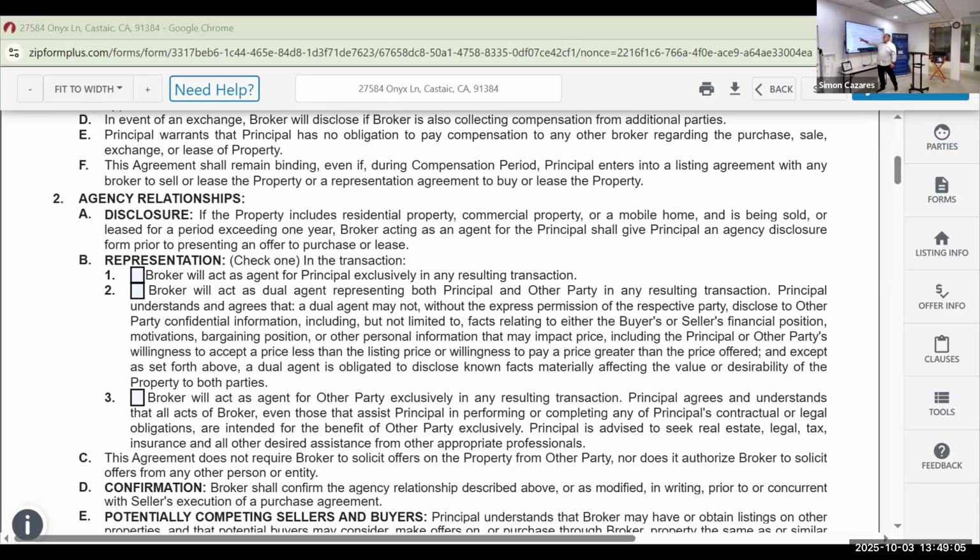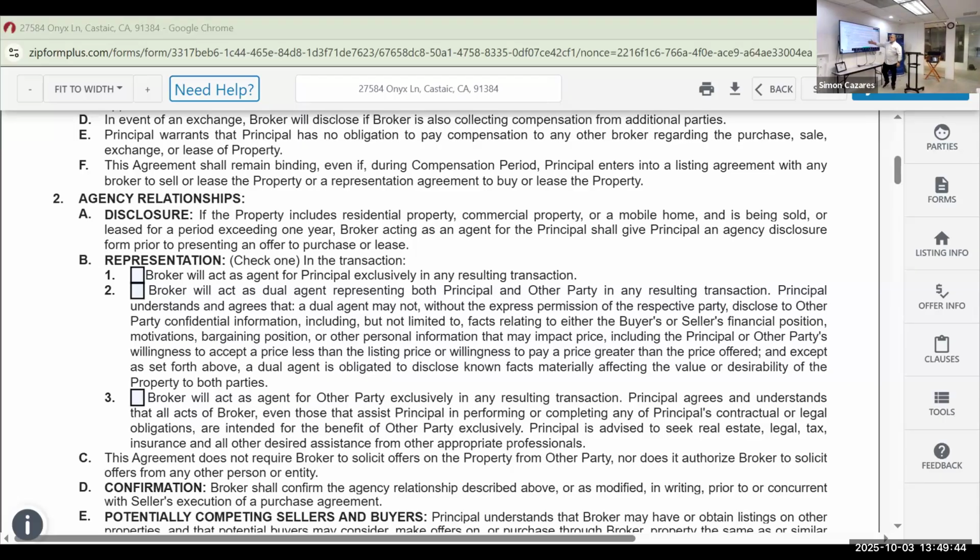Broker will act as an agent for the principal exclusively in any resulting transaction. Broker will act as a dual agent, meaning you either represent one or both or none. And it's just crystal clear, in my opinion. Just like we were talking about, no one wants any representation, right? Obviously there's no representation agreement, but there's still a disclosure. There is some type of agency duties. You still have to do the right thing, folks. You still have to do the right thing regardless, right? Because your license is on the hook.